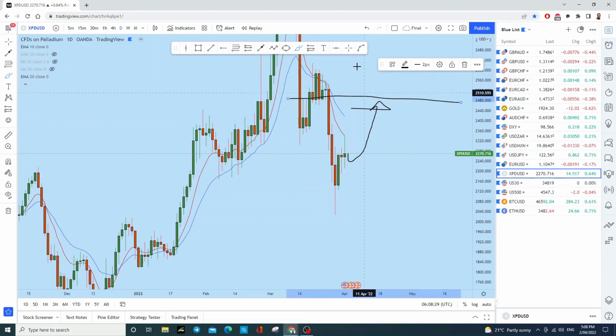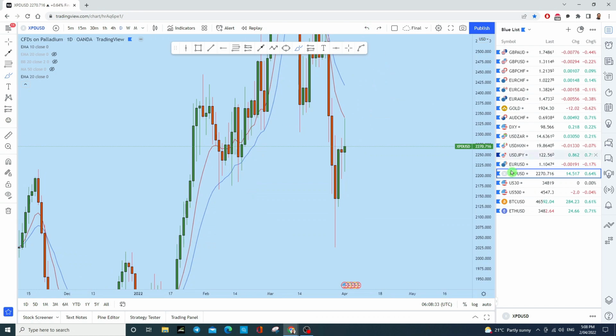So this could be a range that can be traded with Palladium. So let's see now Bitcoin, and then we'll do crypto, Bitcoin and Ethereum. Then we will analyze US 30 and US 500.